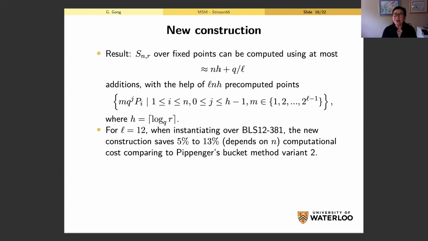So we get our results by choosing that multiplier set and bucket set. We need to do pre-computation, and the points also need to be stored. How many points? L n times H. For L equal to 12, we instantiate BLS12-381. Our new construction, compared with the known one, gets an improvement from 5% to 13%, depending on the number n. We compare with the most efficient one, which is Pippenger's bucket method variant 2.